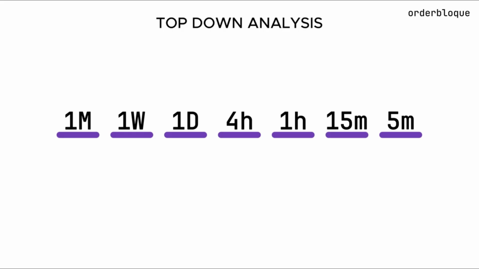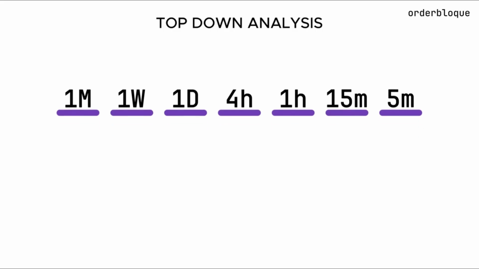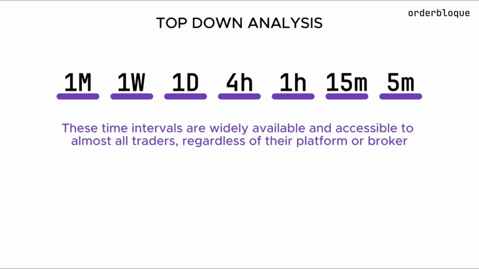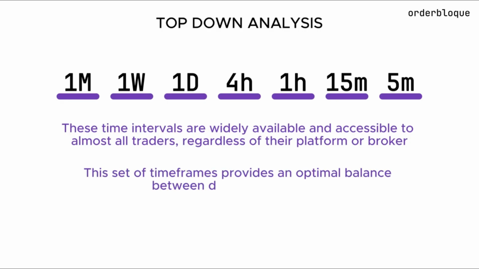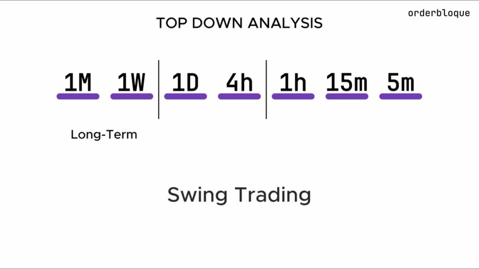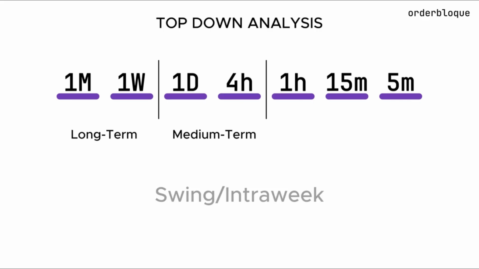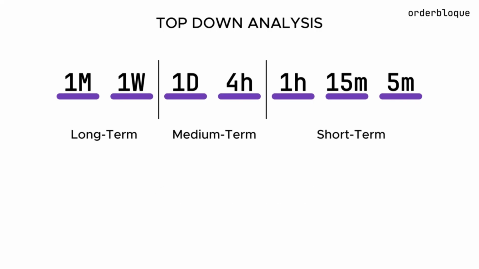The choice of these specific timeframes is determined by several important factors. First, these time intervals are the most common and accessible to virtually all traders, regardless of their trading platform or broker. This universality significantly affects their effectiveness, as a large number of market participants analyze the same timeframes, creating a sort of self-fulfilling prophecy. Secondly, this set of timeframes provides an optimal balance between detail and overview. Monthly and weekly charts give a general understanding of long-term trends, while daily and 4-hour charts allow you to see the medium-term picture. Hourly, 15-minute and 5-minute intervals are ideal for intraday trading.